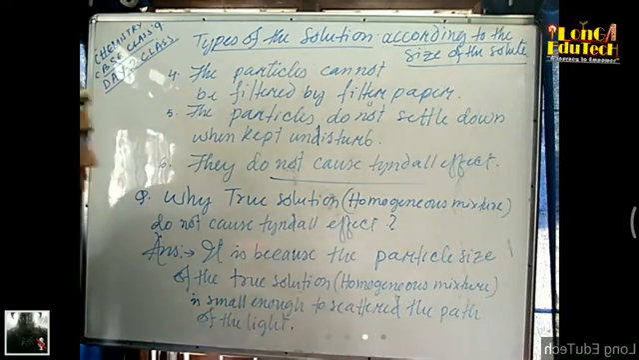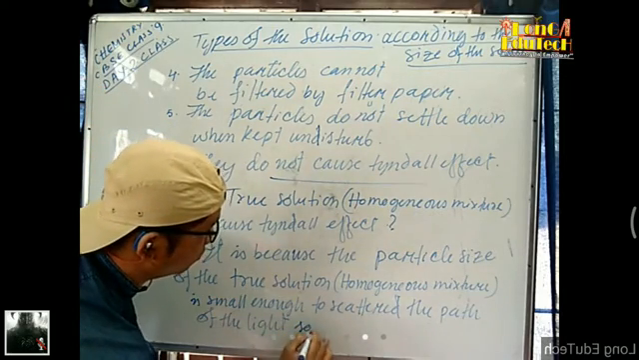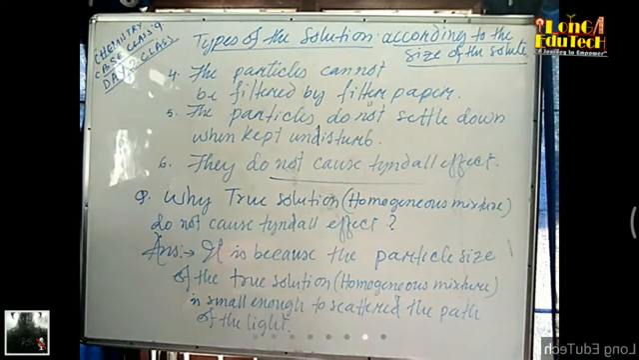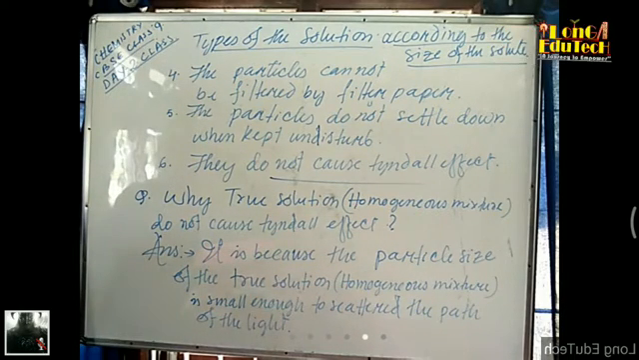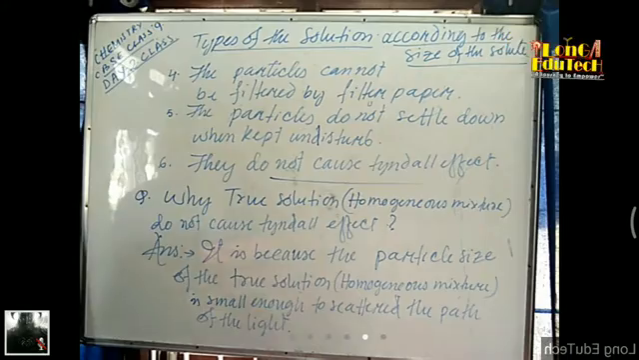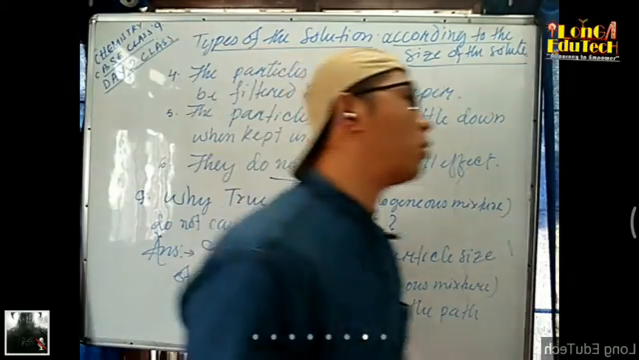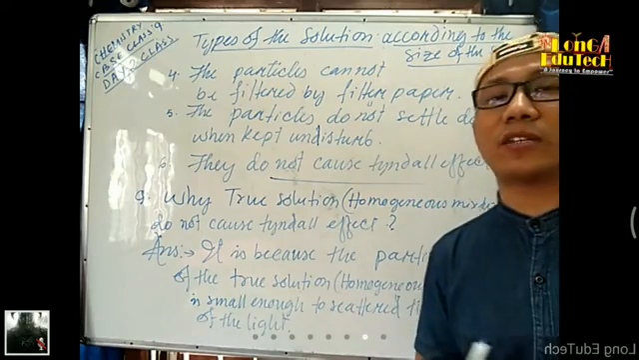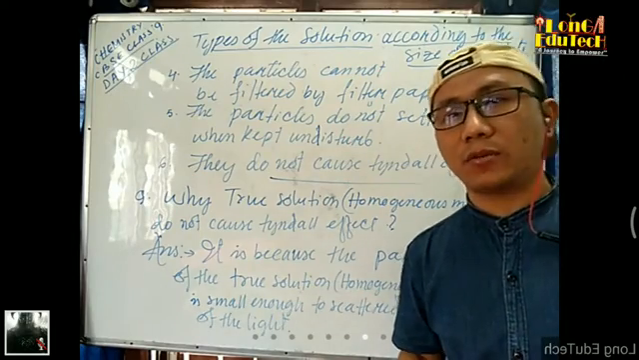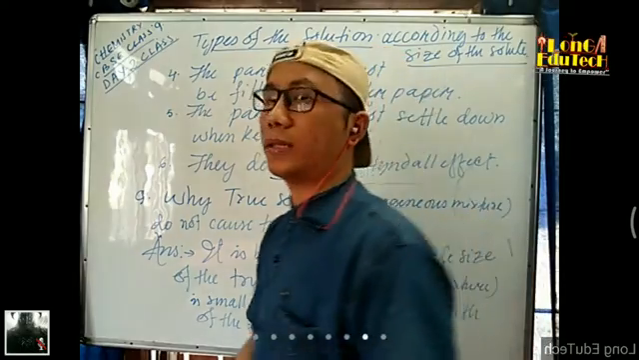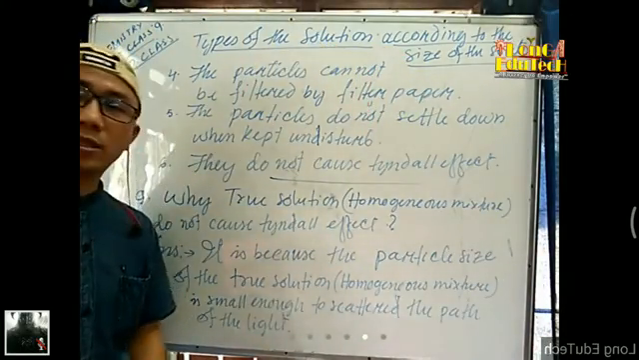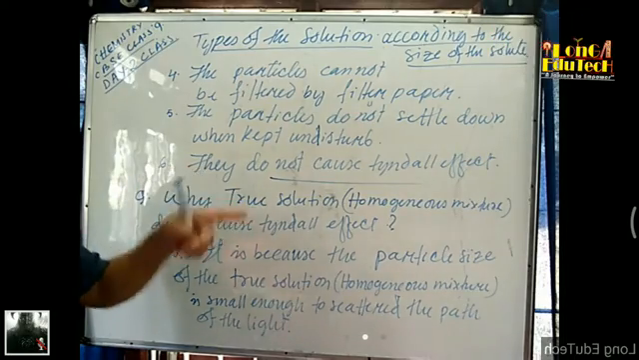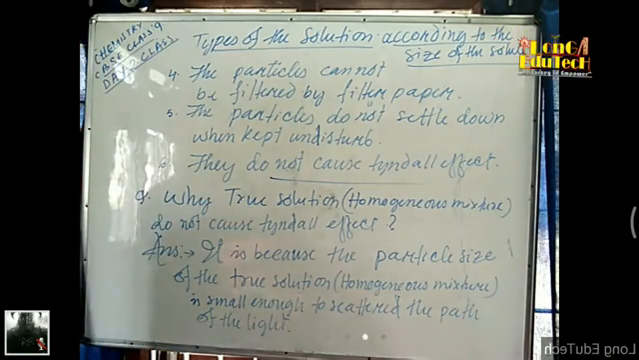Just up to here is enough. So it is because the particle size of the true solution is too small to scatter the part of the light. That's why the Tyndall effect does not occur. So this is all about why the Tyndall effect does not occur in true solutions. This point we have to know.